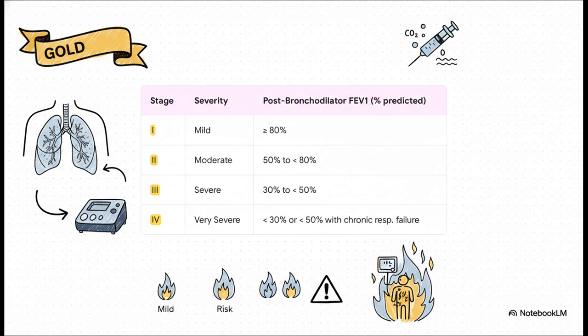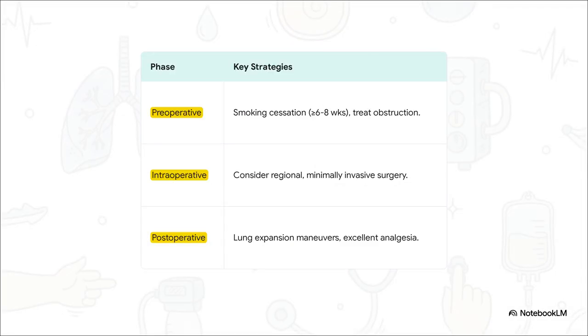We're not just thinking about getting them through the surgery, we need a clear, proactive plan for getting them off the ventilator because they are at an incredibly high risk of postoperative respiratory failure. So how do we actually reduce the risks for these patients? Well, this table is basically our playbook.